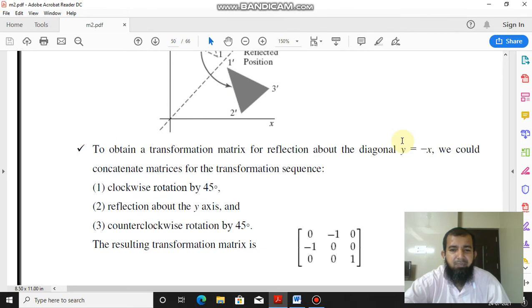Okay, we'll take an example about the reflection. It will become very clear. We'll take one example.